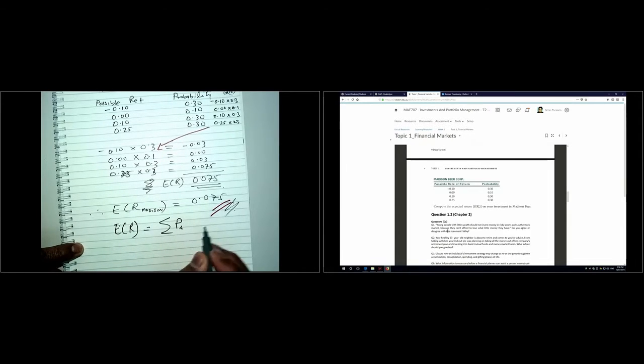So the expected return is equal to the sum of all the probabilities times Ri, when i is equal to 1 to n. All the states of affairs, all the states are captured, right? So you attach the probability and sum it up, that gives you 7.5%.